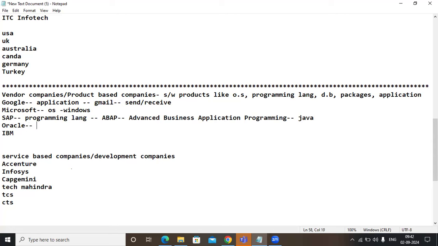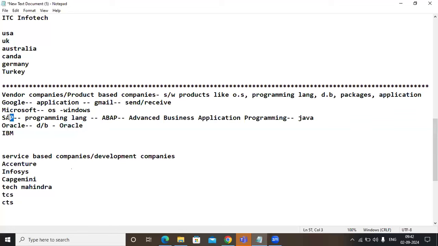Like that, Oracle company developed their own database product. What is the database product developed by Oracle company? Anyone knows? Oracle only. Why? Because in case of Oracle, company name and product name are both the same. Point clear, everyone? In case of Oracle, company name, product name, both are same.